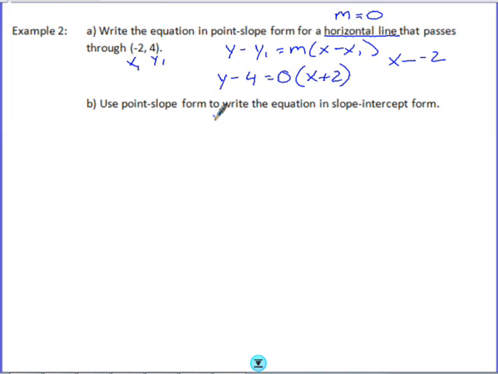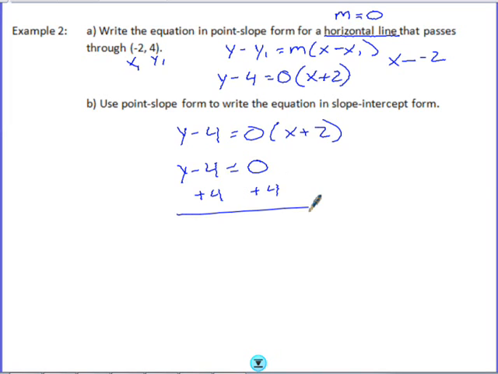Then we have to use point-slope form to write the equation in slope-intercept form. Same thing, I'm going to take my point-slope form, and I'm going to simplify this side first. So y minus 4 is going to be equal to 0 times x, which is 0, and 0 times 2 is 0. So this is just going to be equal to 0. I'm going to add 4 to both sides. So y equals 4. And I know that y equals a number is the equation for a horizontal line, so I'm sure that I did that correctly.